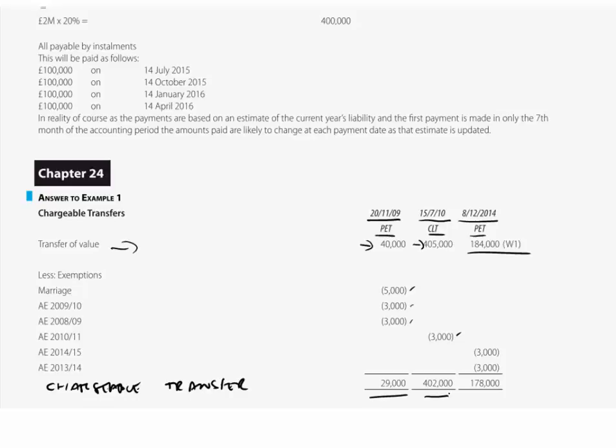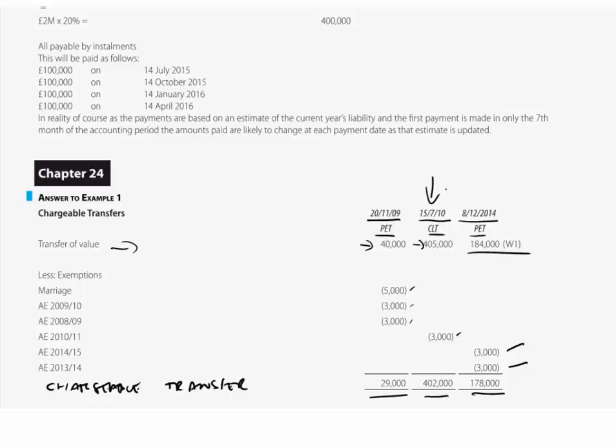From the transfer of value for the shares there in December 14, the second of the PETs and the final lifetime transfer to deal with, we've got two lots of annual exemption. Again, note the order: firstly the current year, then the unused amount from the preceding year. Take them away and you've got your chargeable transfer figure. So now you've got those chargeable transfers, where will we go? Firstly, check, do we have a CLT? Yes, we do. There is your CLT.